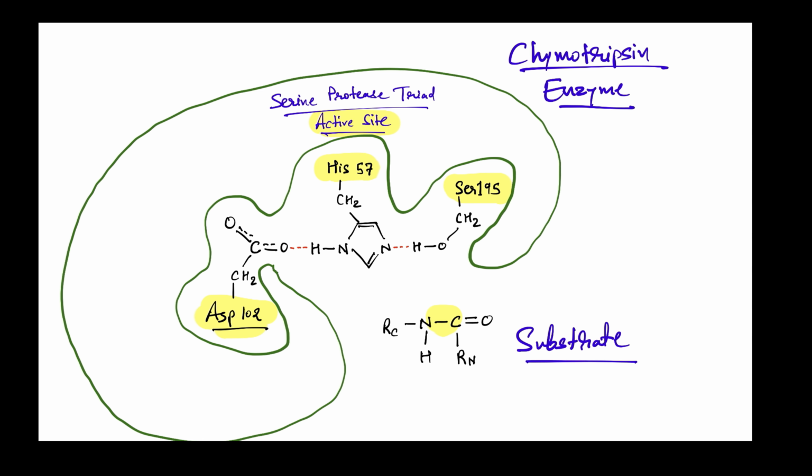The three amino acids are connected only through hydrogen bonds. See these hydrogen bonds. The peptide bond of the substrate is positioned exactly in front of serine 195, preparing it for attack. Now the chemistry begins.